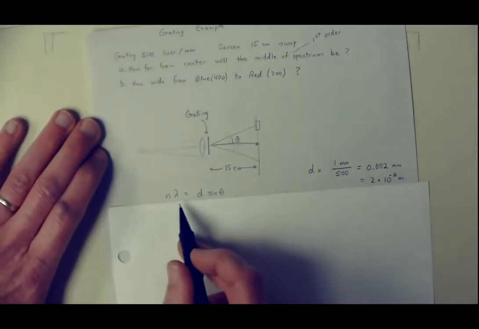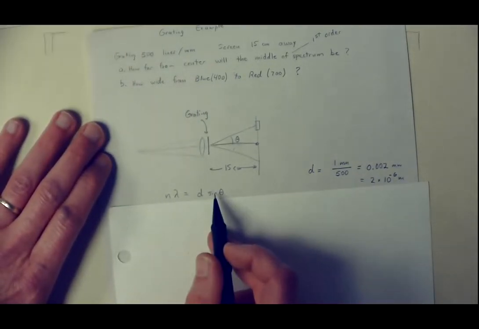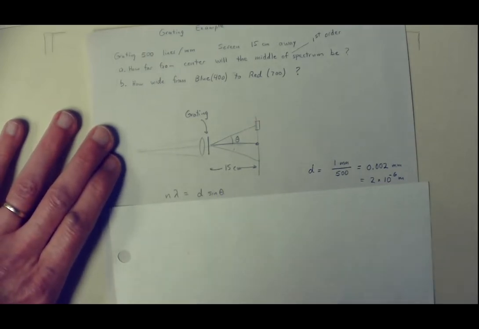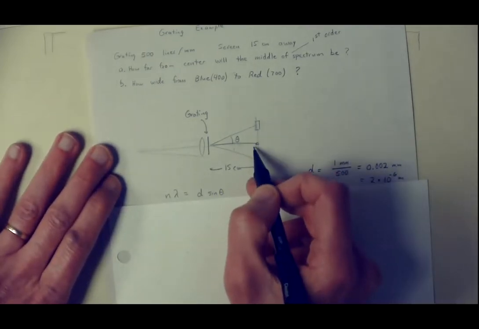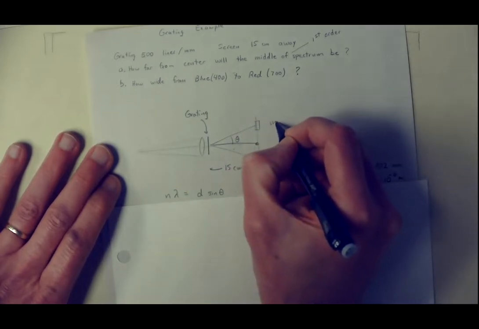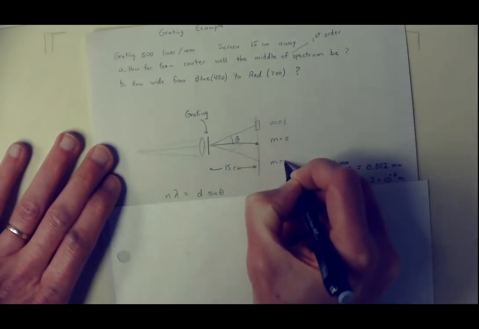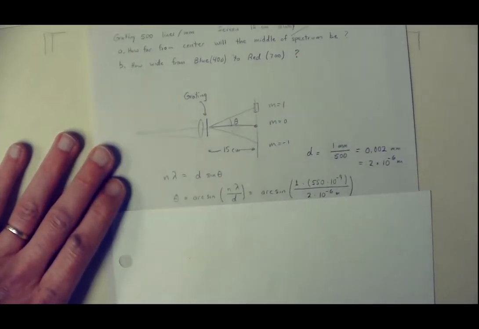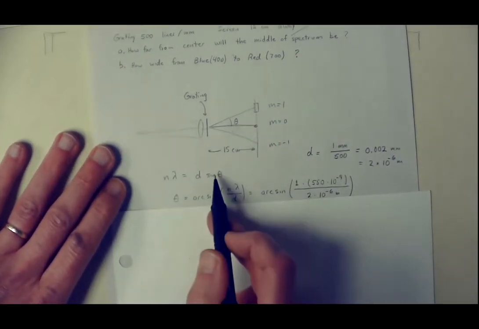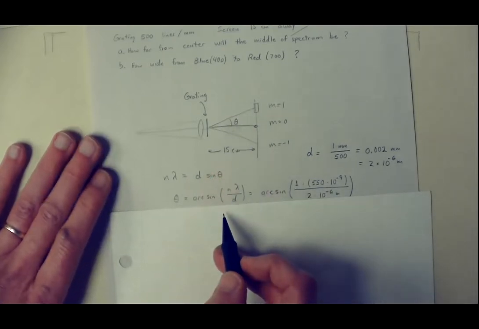Then remember our formula, n lambda is d sine theta. This was the 2-slit formula, but it works for any number of slits. That doesn't matter at all. It tells you where these maxima are. So this is going to be m equals 1. Here is m equals 0. Down here, m equals minus 1, and we won't go beyond those for now. So here's the calculation. I just turned this around to solve for theta, trying to get this theta first.